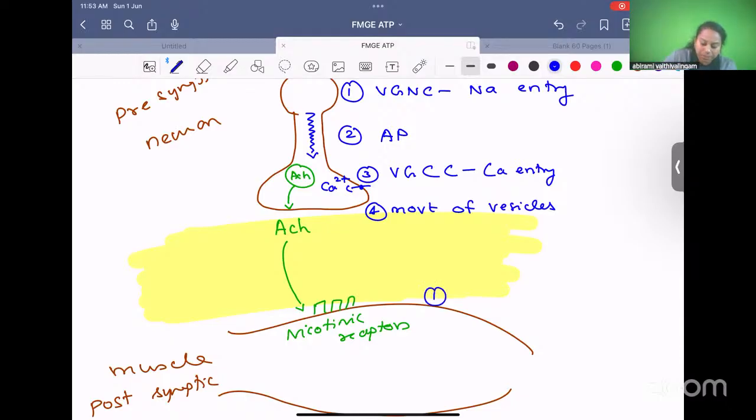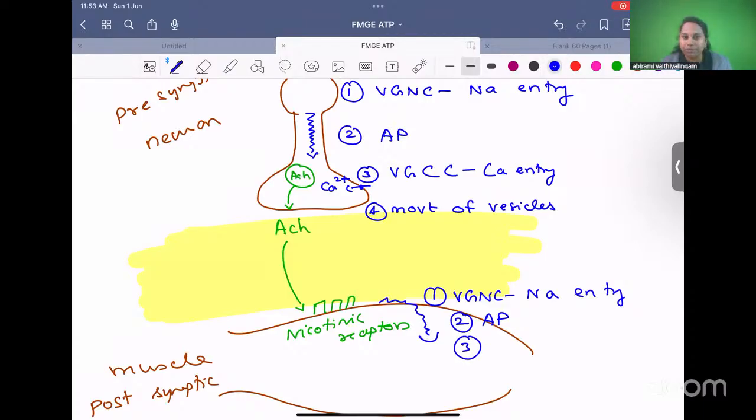What is the first step? Voltage gated sodium channels, exactly the same. They open and there is sodium entry. Number two, whenever there is sodium, there is an action potential. Now this is the muscle. The action potential enters into the muscle. Next step is calcium, but there's a small difference here.